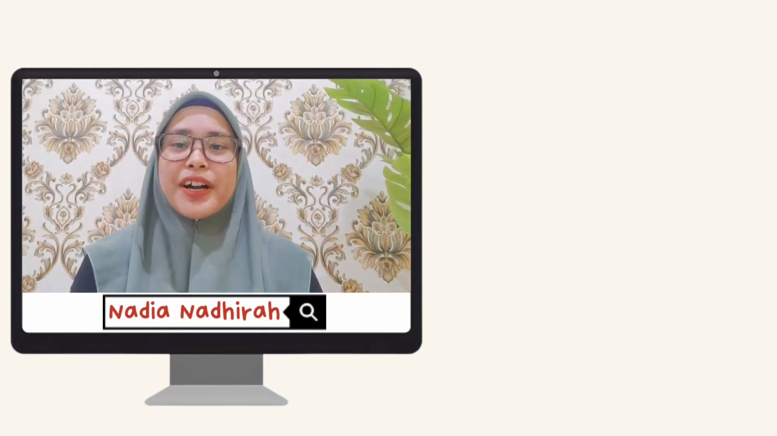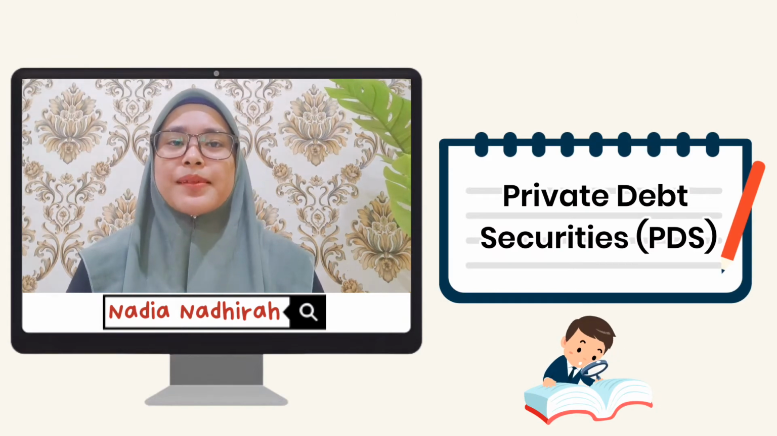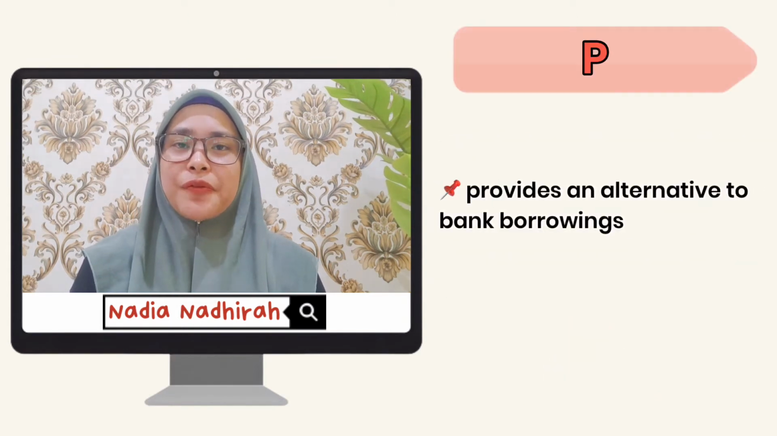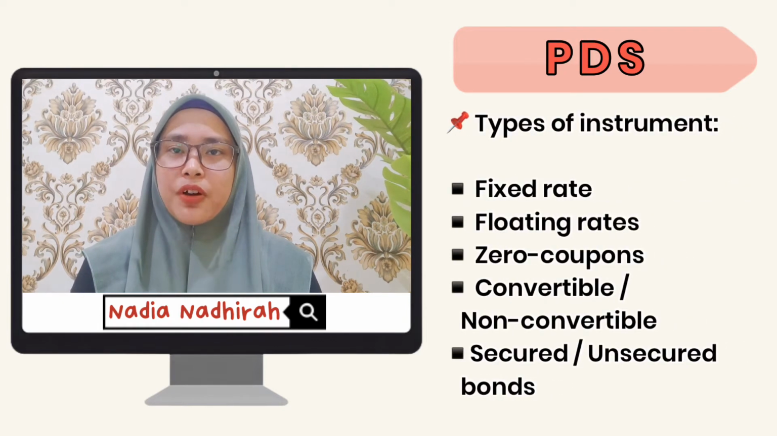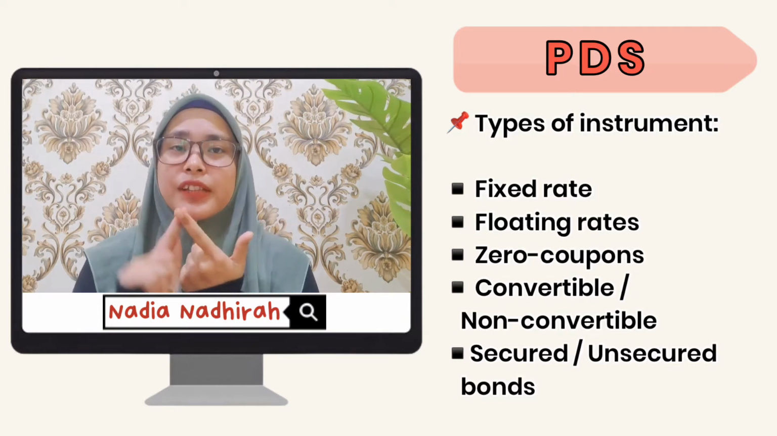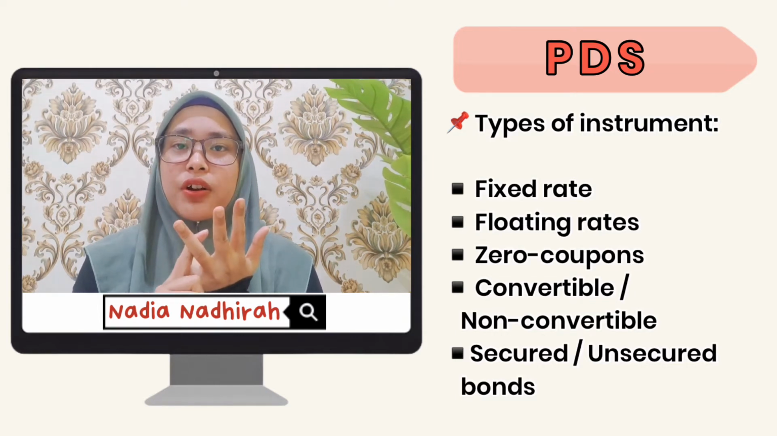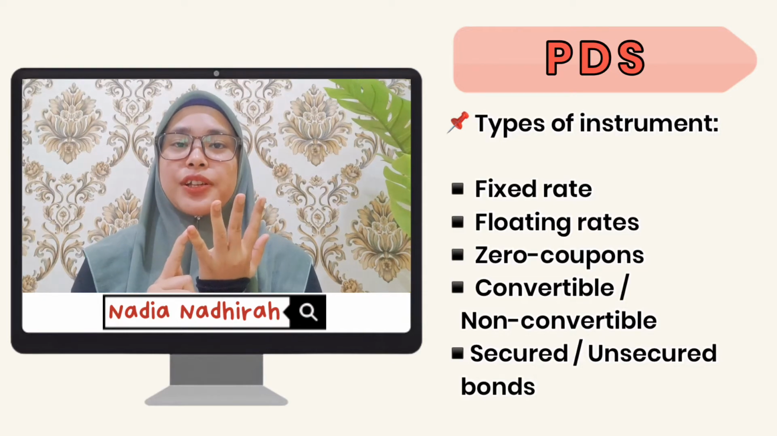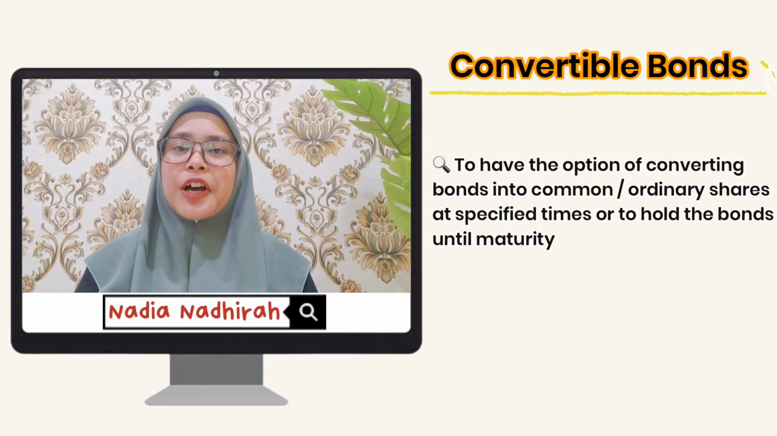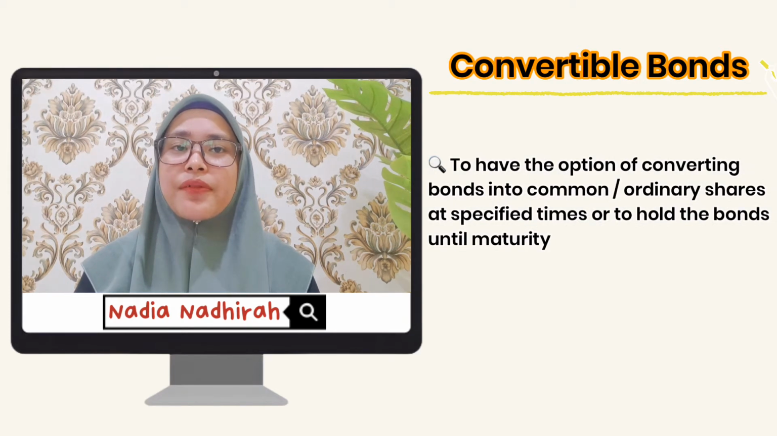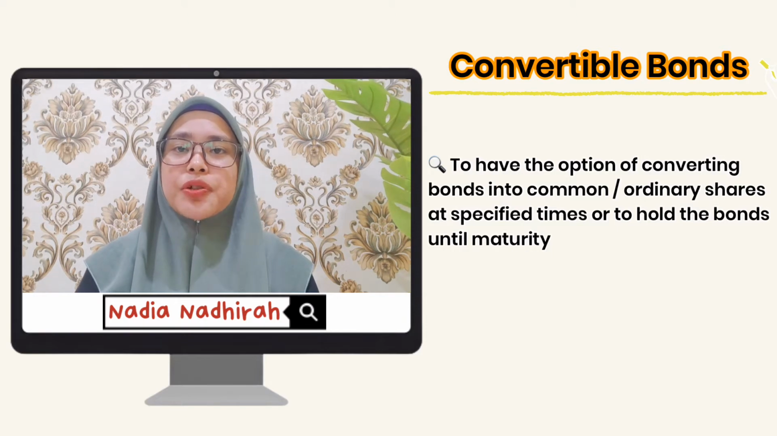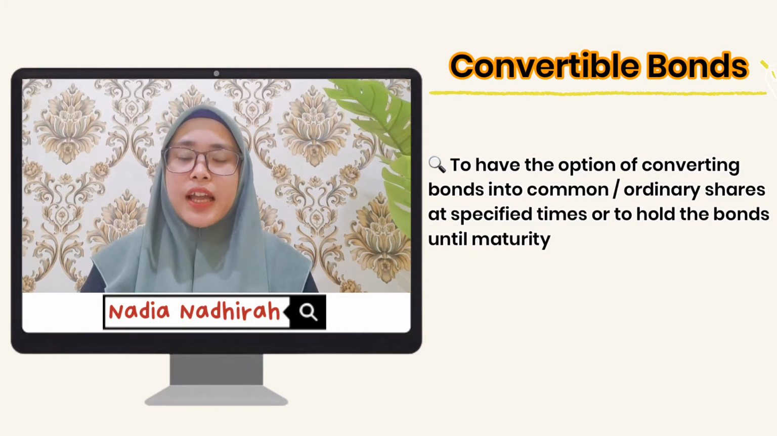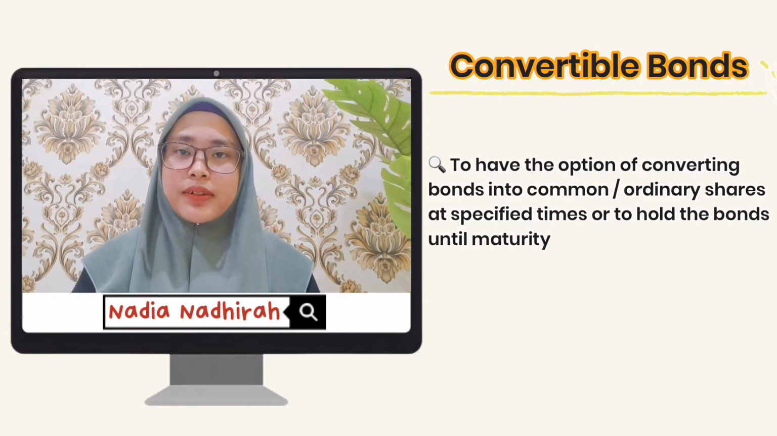Hi, my name is Nur Nadira. Let's dive into the private debt securities. The private debt securities market provides an alternative to bank borrowings. The private debt security market comprises various types of instruments such as fixed rate, floating rate, zero coupon, convertible or non-convertible, and secured or unsecured bonds. Convertible bonds allow bondholders or investors to have the option of converting the bonds into common or ordinary shares of the issuing company at specified times, or to hold the bonds until maturity, and vice versa for the non-convertible.